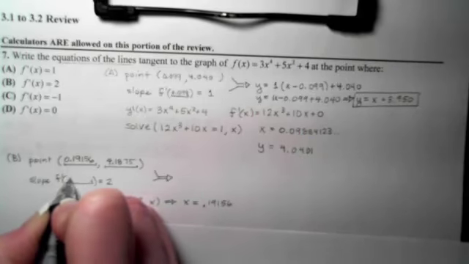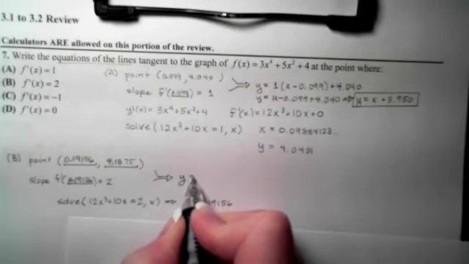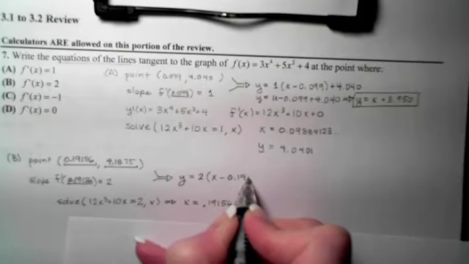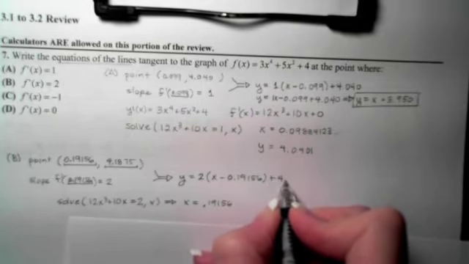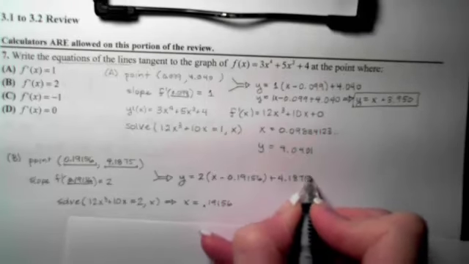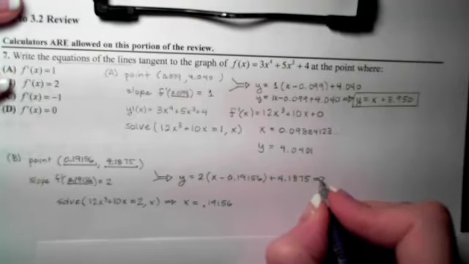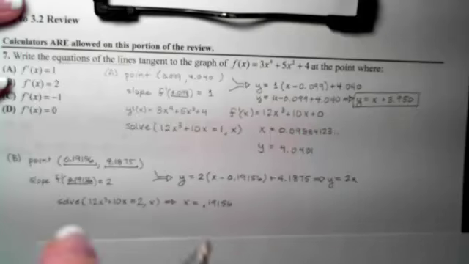So now if I want to write the equation of the line, I can write y equals the slope times x minus the x-coordinate plus the y-coordinate. Again, on the test, I will probably multiply this all out and get it in slope-intercept form. So I'll have y equals 2x.